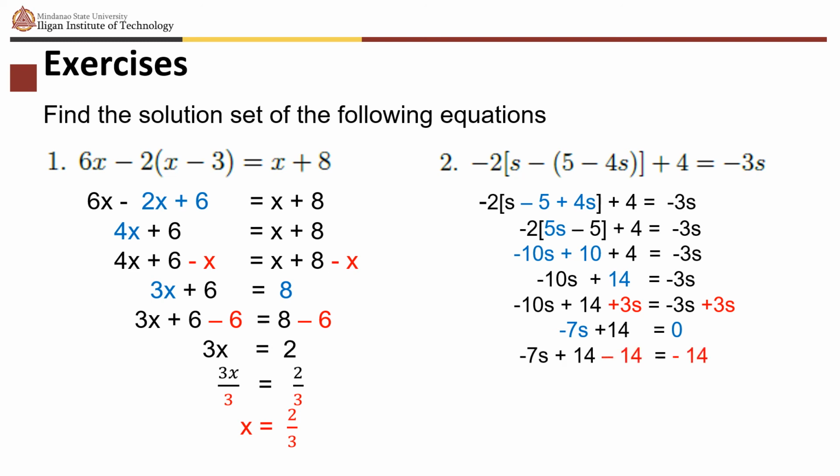Meaning to say, negative 7s plus 14 minus 14 equals negative 14. So we get rid of 14 on the other side. We were able to isolate s there. So we now have negative 7s equals negative 14. And that should give us negative 7s divided by negative 7 equals negative 14 over negative 7. Meaning to say, s is equal to positive 2.